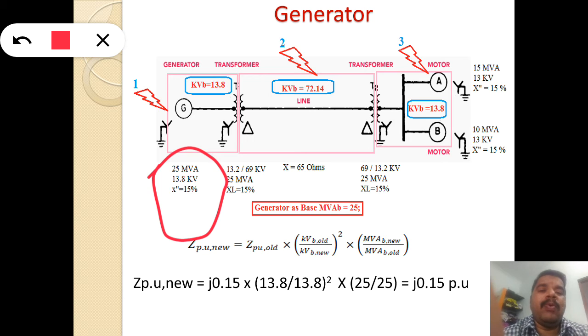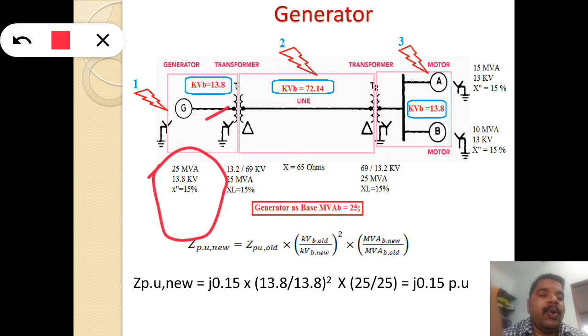So what is kVb old for the generator? The value given for the generator is 13.8, that is kVb old. What is kVb new? The generator is under section 1. So for section 1, the kVb new value is 13.8, into MVAb new.